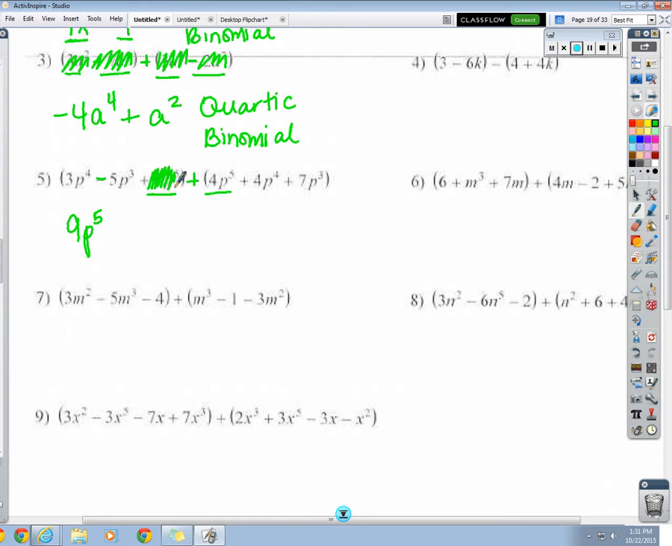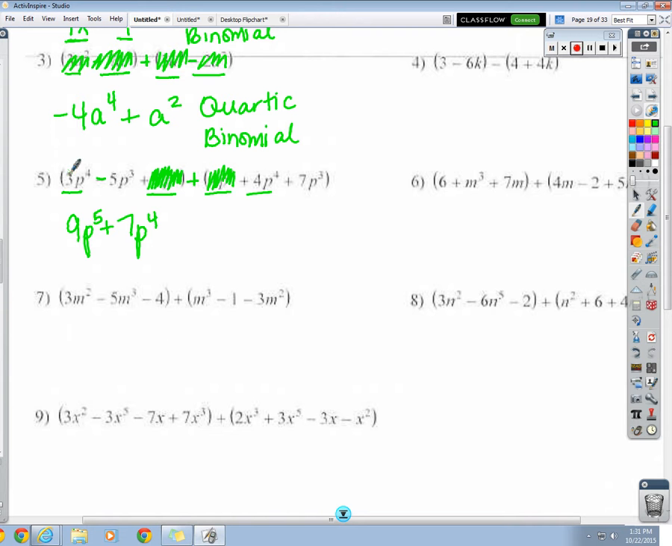Okay, so the p to the 5th terms have been combined. Next we move to what term? The p to the 4th terms. This 3p to the 4th and this 4p to the 4th, both are positive, and when you add them together you get 7p to the 4th.